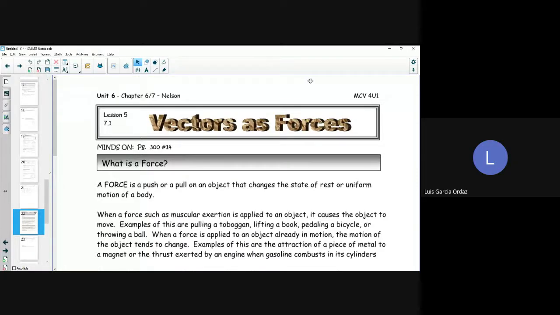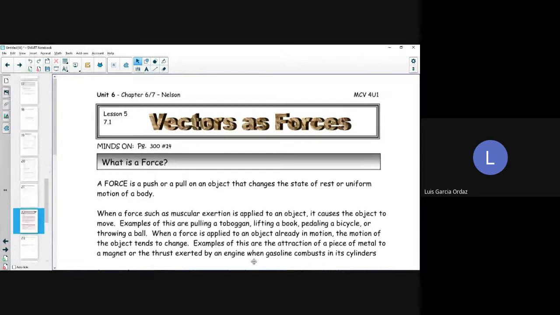All right, so we're going to be talking about vectors as forces. And as you know, in physics, this is a very common thing when drawing vector diagrams.